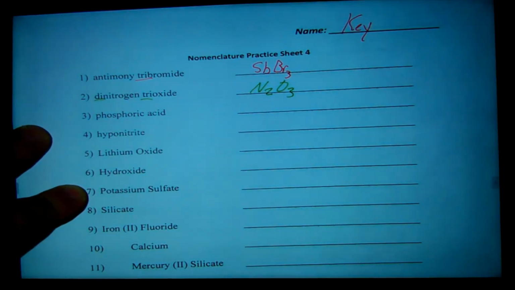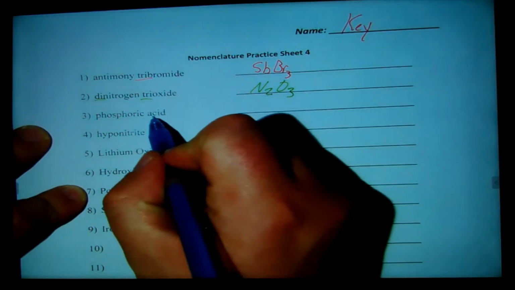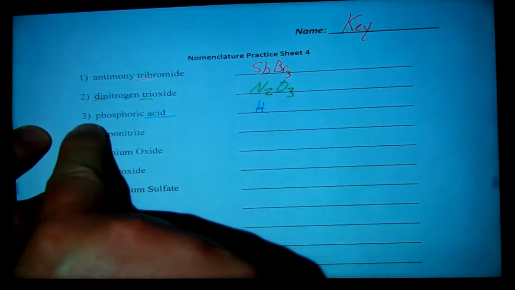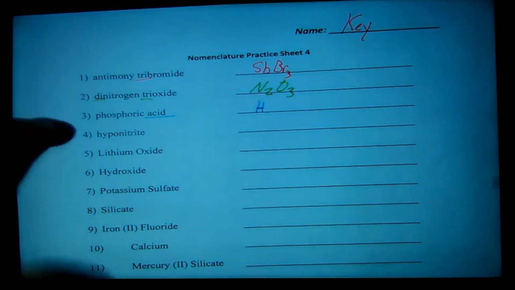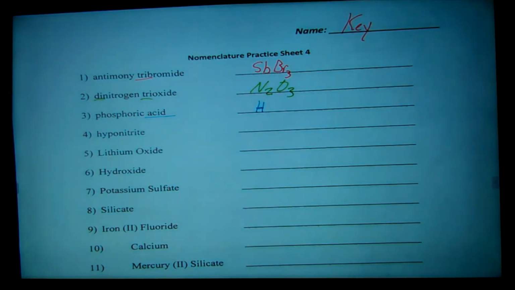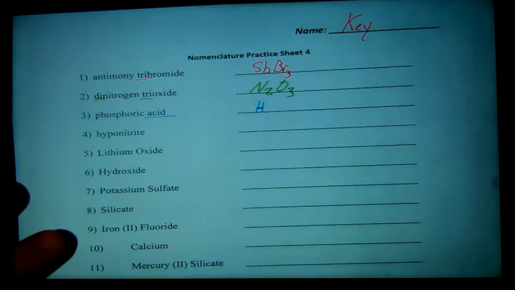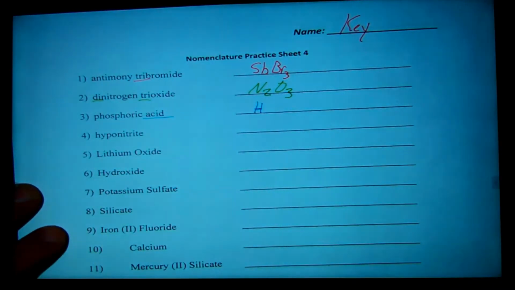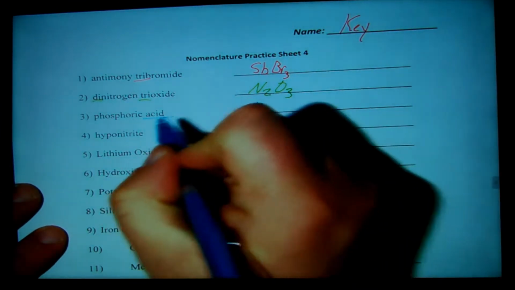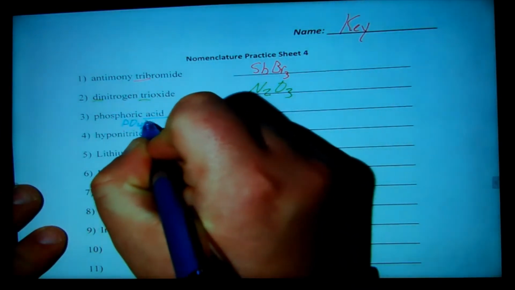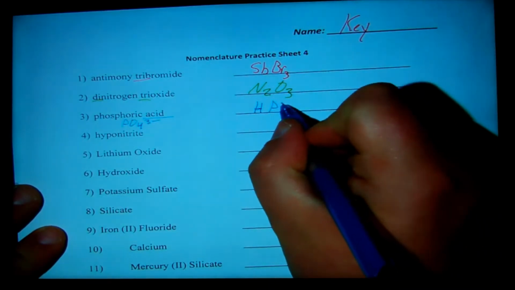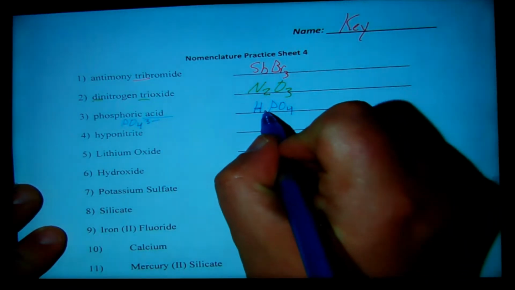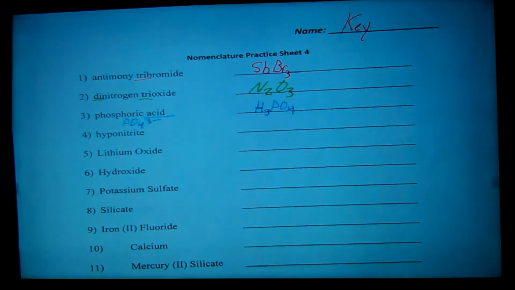Got one a little bit more complicated. Phosphoric acid. The key is acid, so I know I have hydrogen in the beginning. There is no hydro prefix here, which means it is an oxyacid, so I'll look at the polyatomic it comes from. In this case, change the ic acid to ate, so you get phosphate. And phosphate is PO4 3 minus, so PO4 3 minus tells me I need 3 hydrogens. H3PO4. All right.